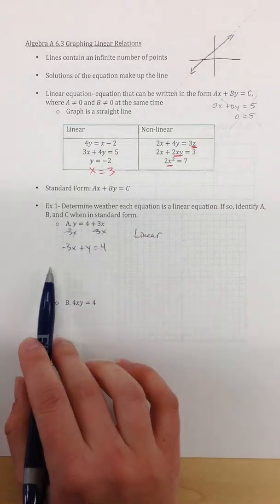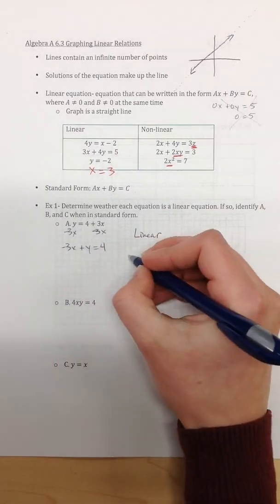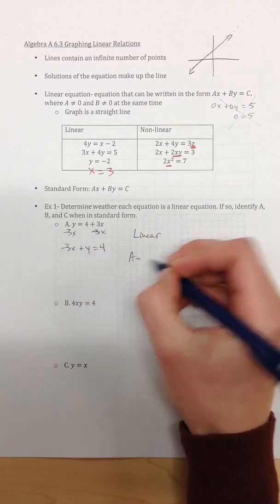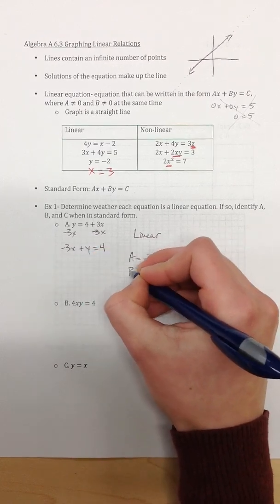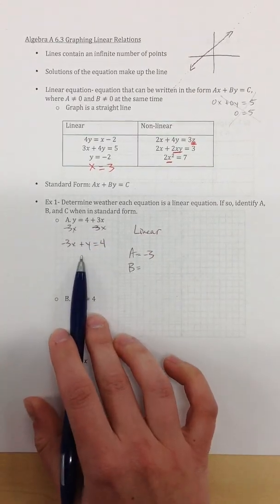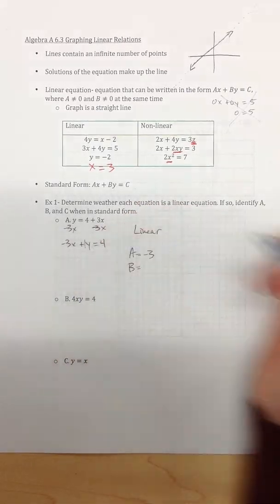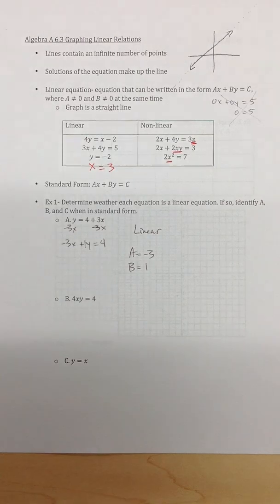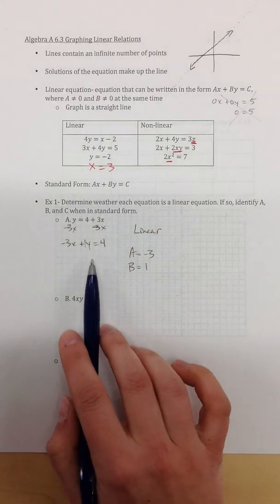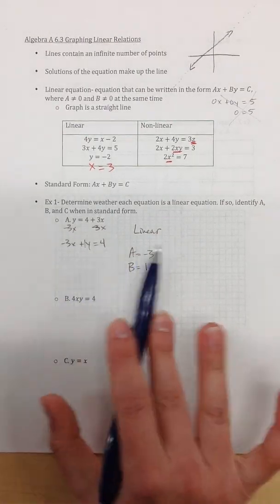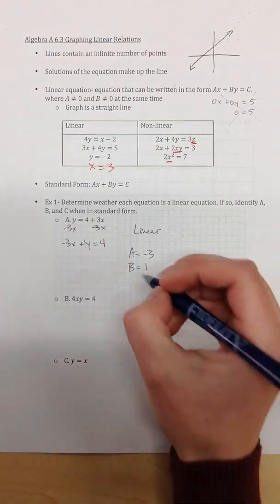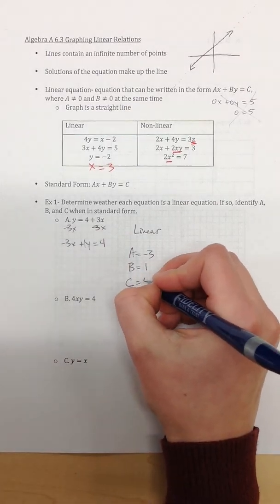So our a always goes with the x value, so our a in this case is going to be the negative 3. Our b always goes with the y, and since there's nothing listed in front of the y, that's like a 1y, so our b is going to be 1. And then our c is our constant value that's on the other side of the equal by itself, so our c in this case is going to be 4.